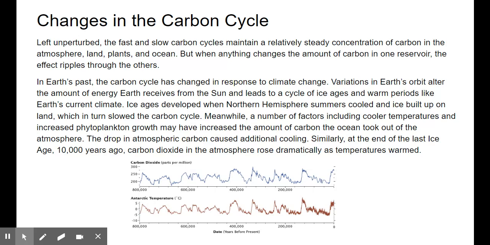Ice ages developed when northern hemisphere summers cooled and ice built up on land, which in turn slowed the carbon cycle. Meanwhile, a number of factors, including cooler temperatures and increased phytoplankton growth, may have increased the amount of carbon the ocean took out of the atmosphere. The drop in atmospheric carbon caused additional cooling. Similarly, at the end of the last ice age, 10,000 years ago, carbon dioxide in the atmosphere rose dramatically as temperatures warmed.